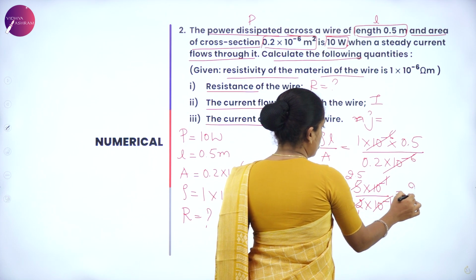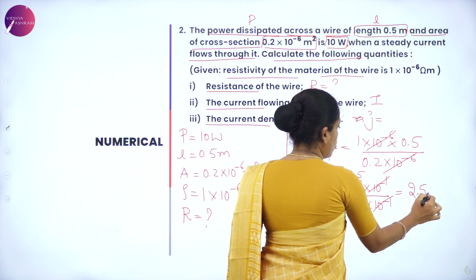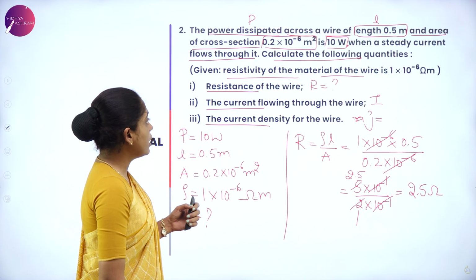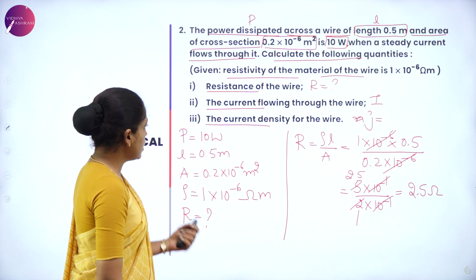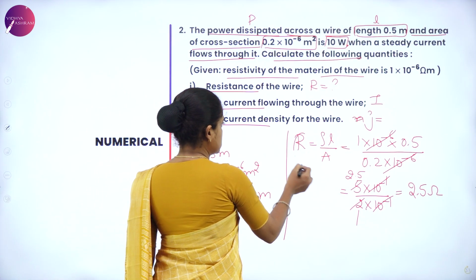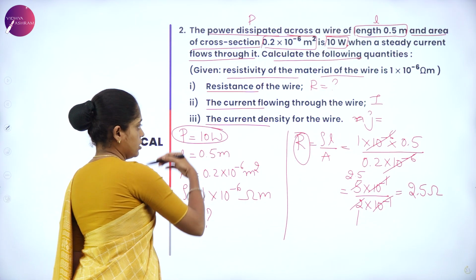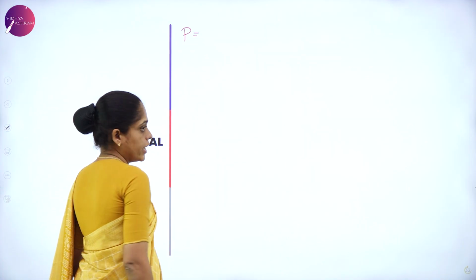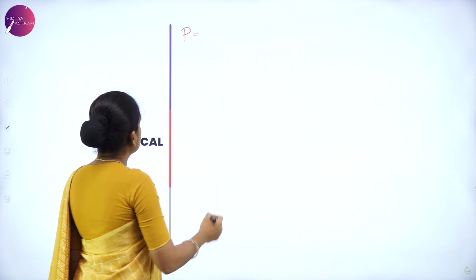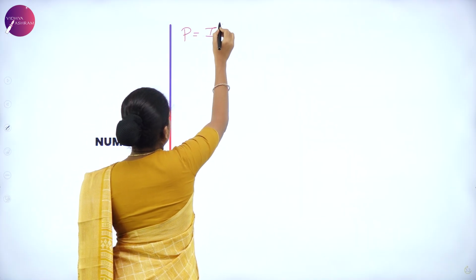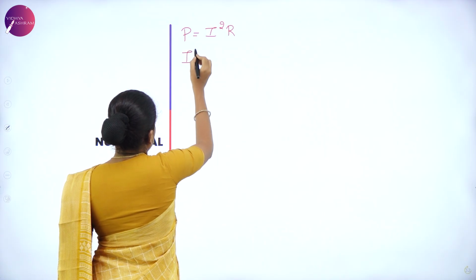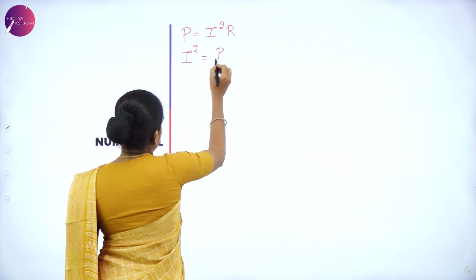So the answer is 2.5 ohm. This is the value of the resistance. Next we need to find the current. To find the current, we have the resistance and the power. Relating these quantities by an equation, the equation is P is equal to I squared R, where we need to find I. So I squared is equal to P by R.